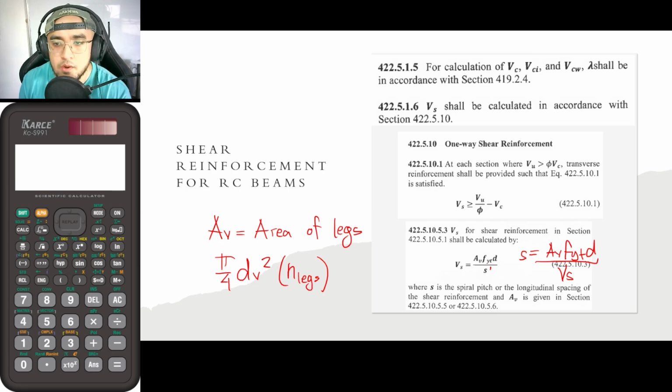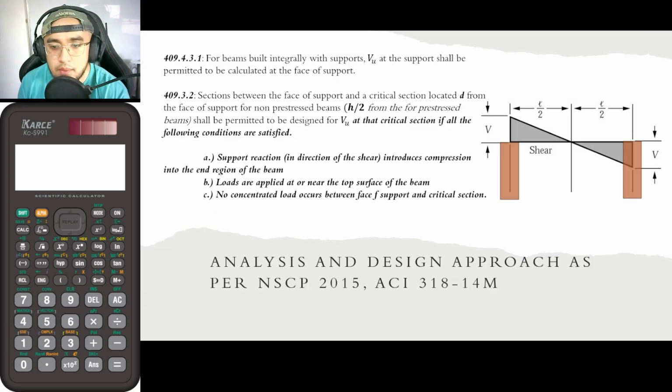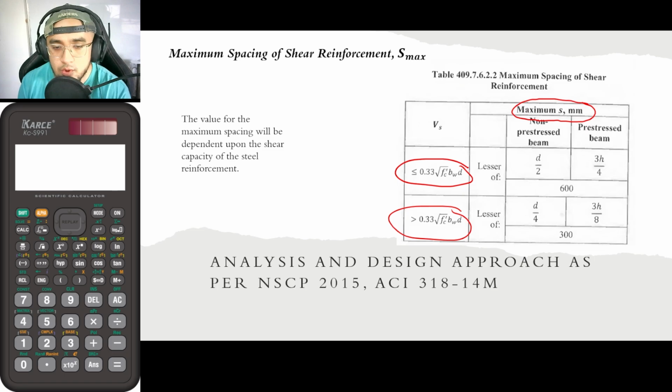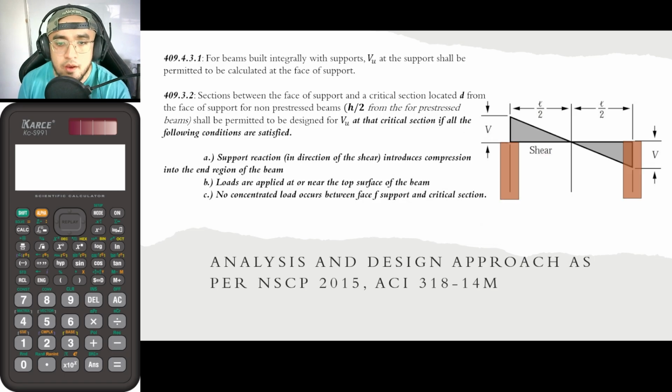Okay, so again, we are now particular with the spacing. But our spacing also has limits. So for the limits of the spacing, we have S max here. So this is now maximum S. And it is actually dependent upon what the value of VS is here. So I will be showing that to you in a short while, or how to use that in our sample problem. But before that, guys, suppose that we have a particular beam.